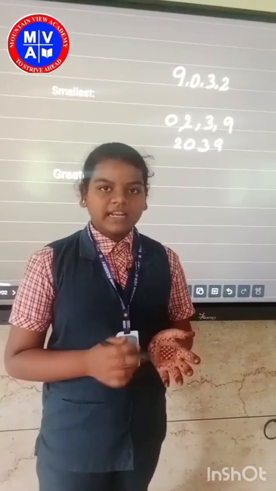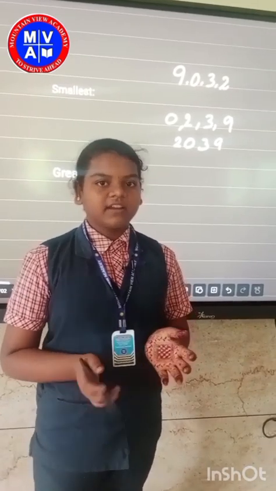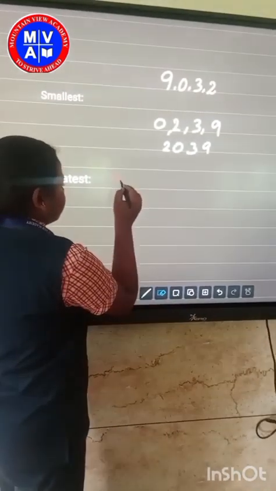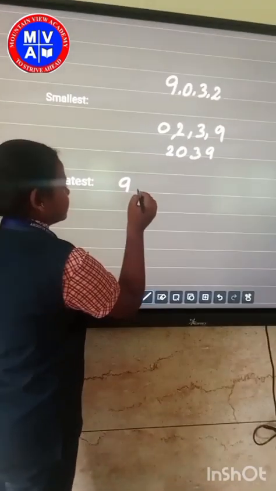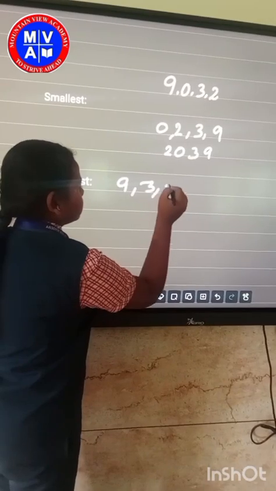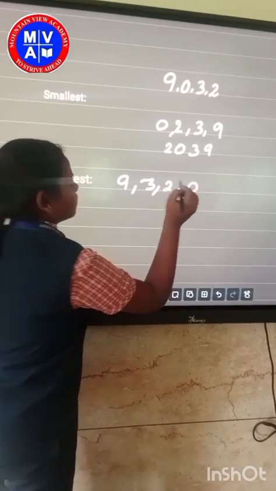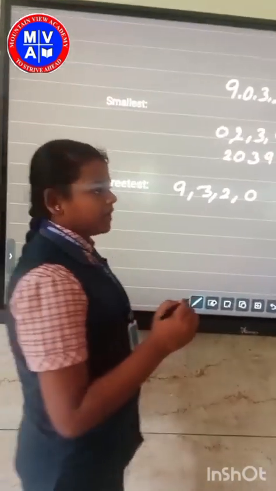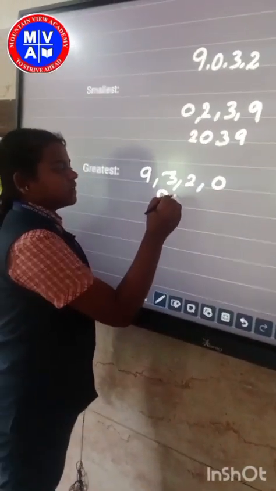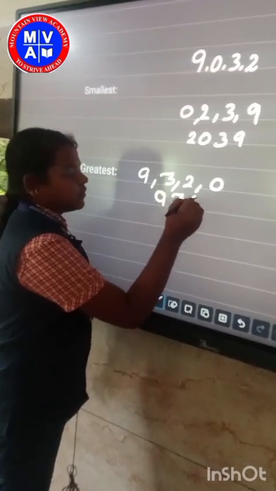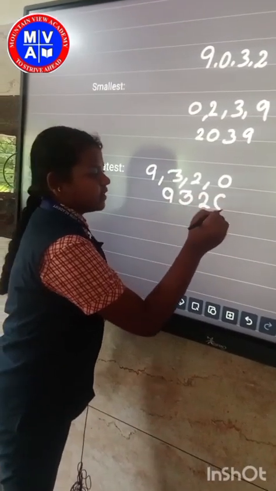Greatest number. To make the greatest number, first arrange the given digits in descending order. That is 9, 3, 2, 0. Now place them one by one. 9 in the thousands place, 3 in the hundreds place, 2 in the tens place, 0 in the ones place.